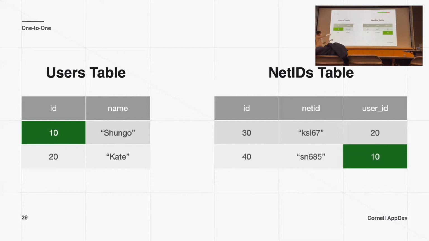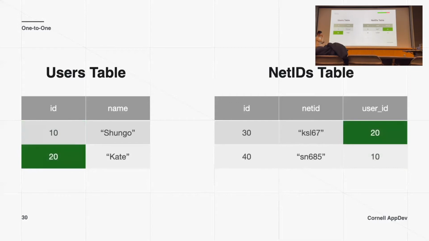So the SN65 has a user ID of 10, which tells us in the users table, hey, that's Shungo's net ID. And same with Kate.